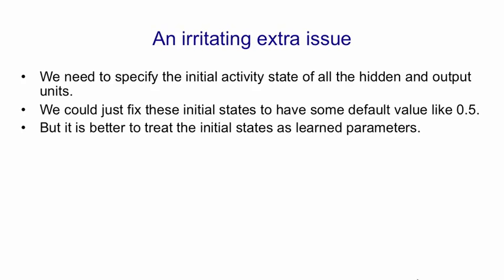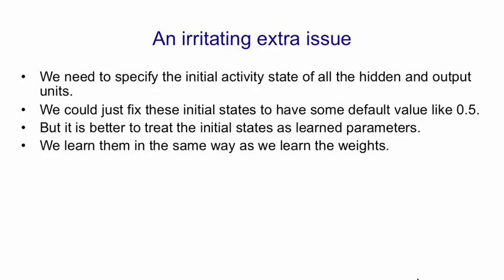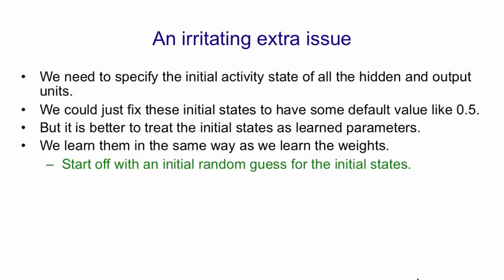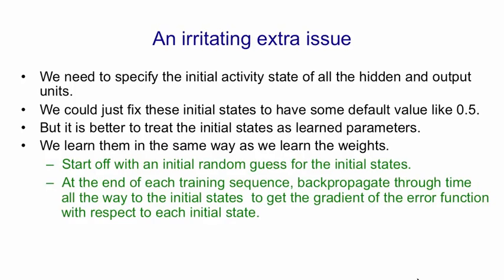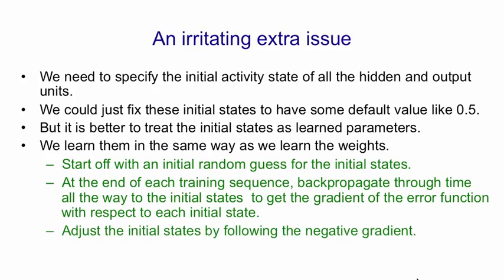So we can actually learn the initial states. We treat them like parameters rather than activities, and we learn them the same way as we learn the weights. We start off with an initial random guess for the initial states, that is, the initial states of all the units that aren't input units, and then at the end of each training sequence we backpropagate through time all the way back to the initial states, and that gives us the gradient of the error function with respect to the initial state. We then just adjust the initial states by following that gradient. We go downhill in the gradient, and that gives us new initial states that are slightly different.